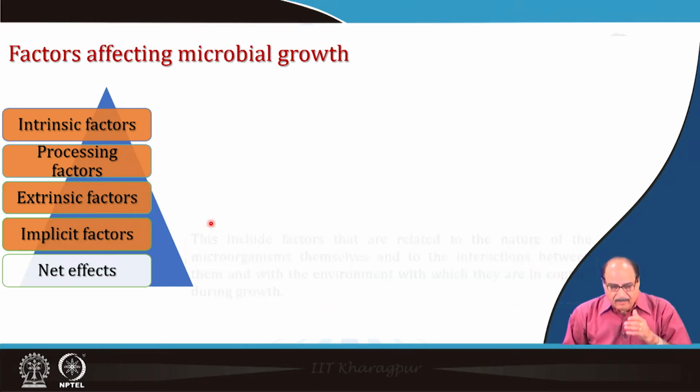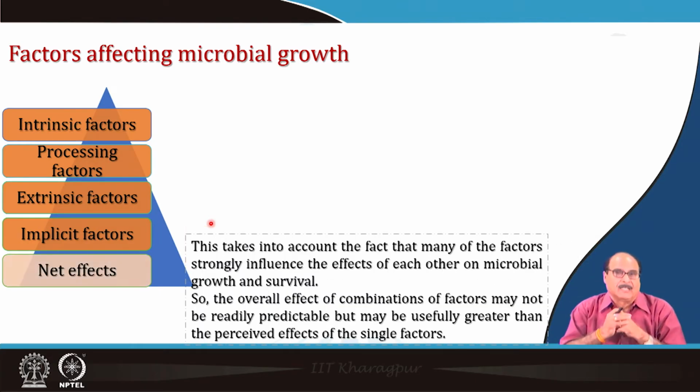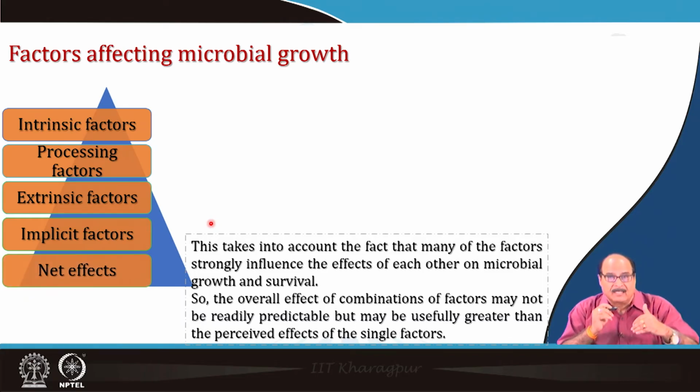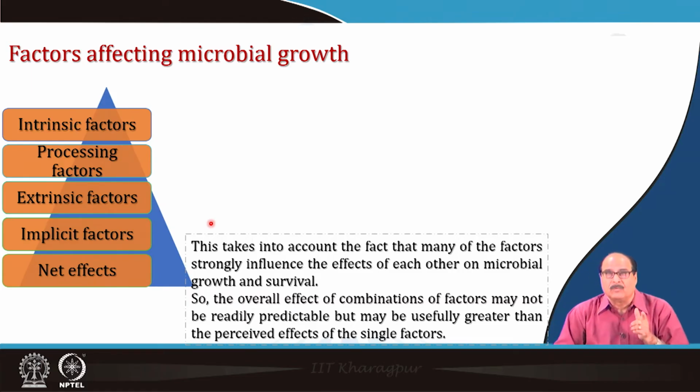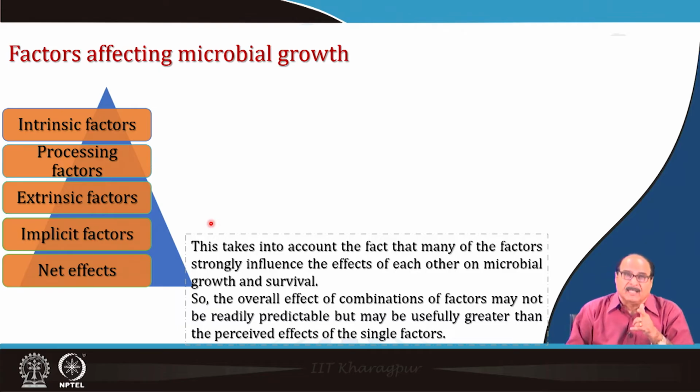And overall there is a net effect, meaning the net effect of all these factors. This takes into account the fact that many of the factors strongly influence the effect of each other on microbial growth and survival. So, the overall effect of a combination of factors may not be readily predictable, but may be usefully greater than the perceived effects of the single factors.